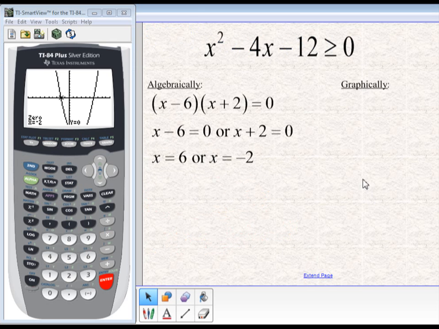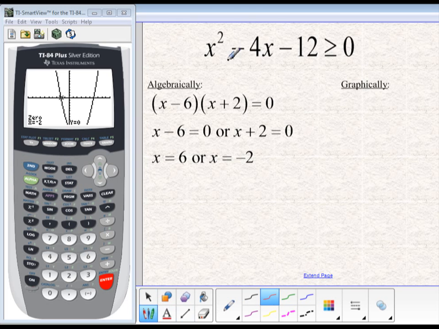Now, let's step it up a notch. Let's say we wanted to find not when that thing equals 0, but when it is greater than or equal to 0. I'm going to start with the graphing solution because that's actually easier to see. If you look on this graph, the question being asked here, if this is your y1, is when is that bigger than 0? When is it above 0? And we see that that occurs.